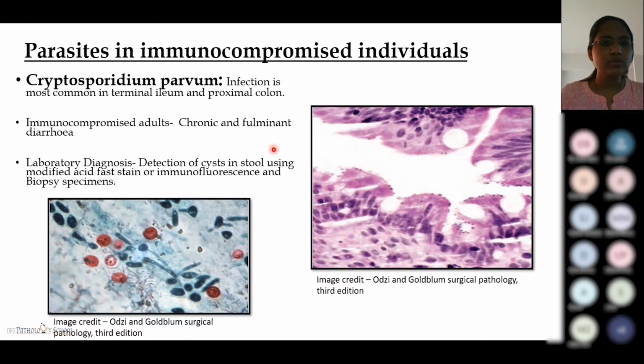And lab diagnosis is done by detection of cysts in stool using modified acid-fast stain or immunofluorescence, and in biopsy specimens. This is acid-fast stain. Cysts can be seen.